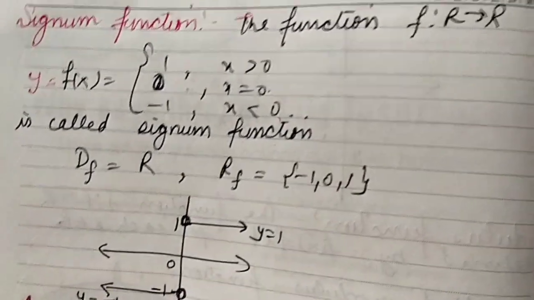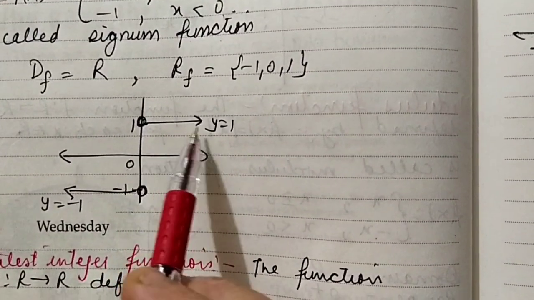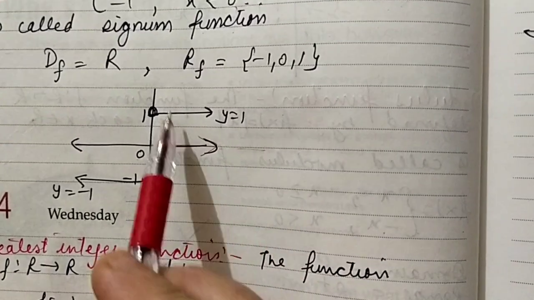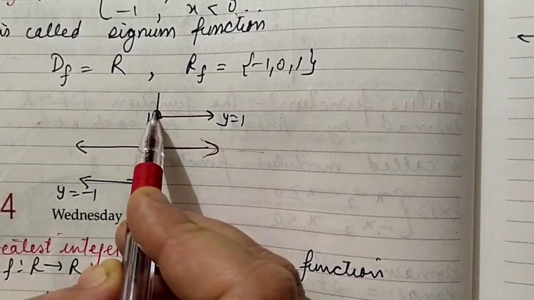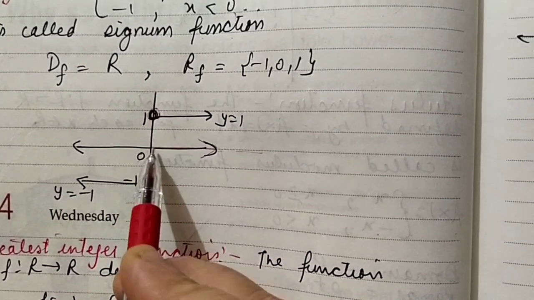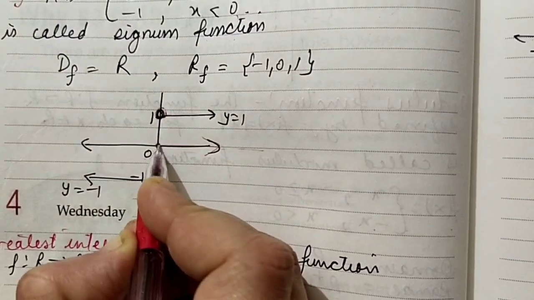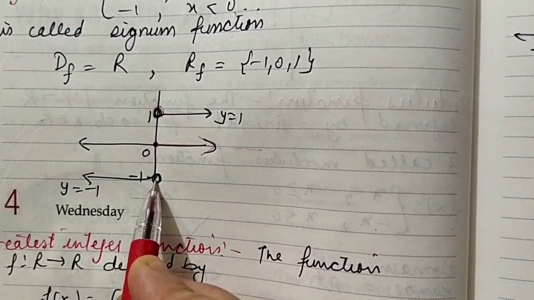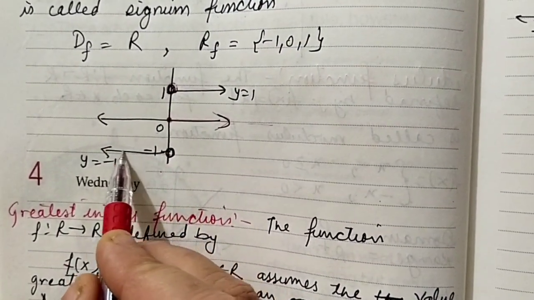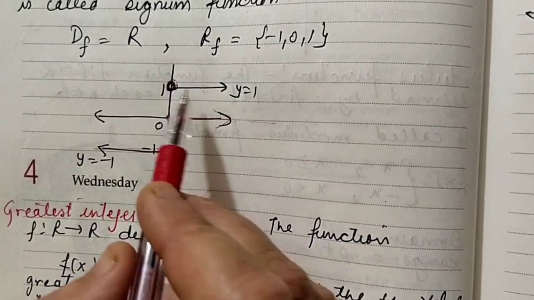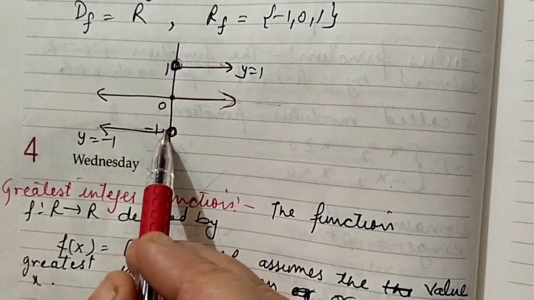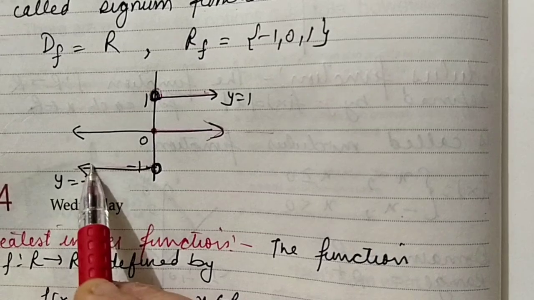And the graph of this Signum function is when x is greater than 0, for positive direction of x-axis, it is 1, and this circle, bubble is not shaded, because for x is equal to 0, y is 0. Similarly here, for x is equal to 0, y is 0, and for any negative value of x, y is minus 1. For positive value of x, this is line parallel to x-axis, and for negative value of x, this is again line parallel to x-axis.